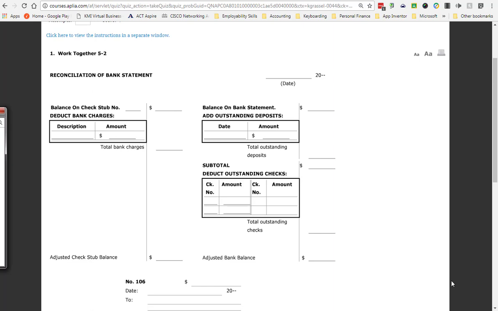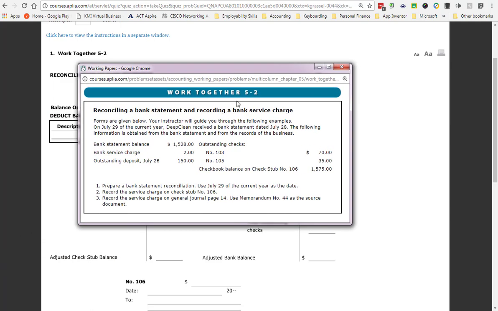So when we look at what is stated, I just want to look at how the directions are laid out in 5.2 before we start working. It does tell us that the forms are given to you below. I'm going to guide you through the following example. It says, on July 29th of the current year, Deep Clean received a bank statement dated July 28th. The following information is obtained from the bank statement and the records of the business.